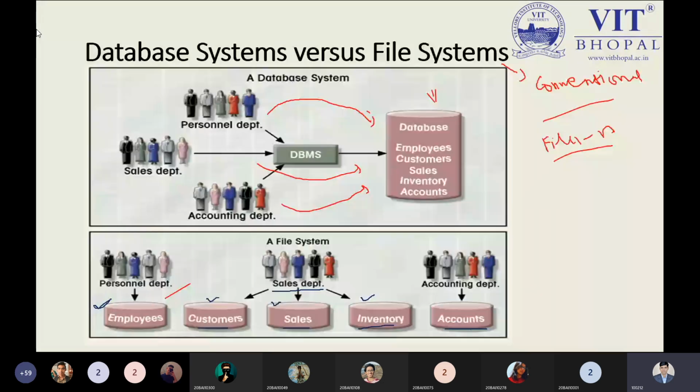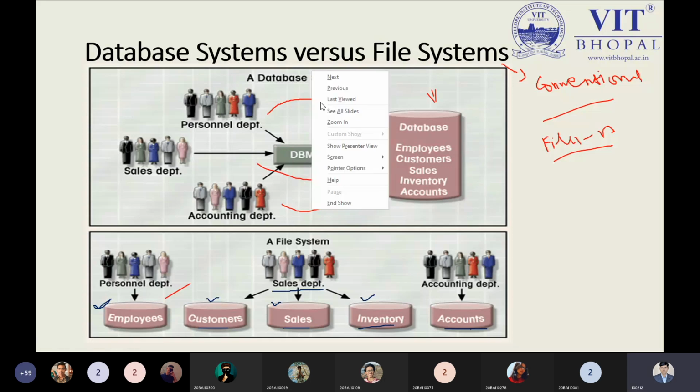Now this is the point where we have the database system versus the file system. As I told you so many times, a database is better than the file system. But how can I say that? With the help of this image, I can prove it. Over this diagram, let me explain with the help of the pointer. I hope it will be clear to all.